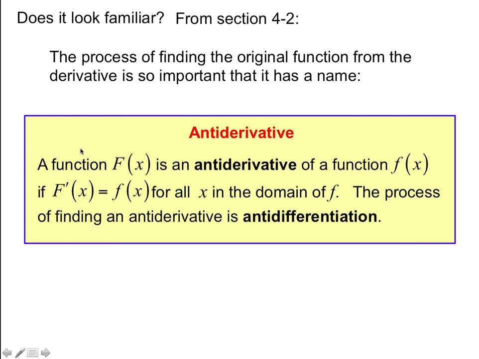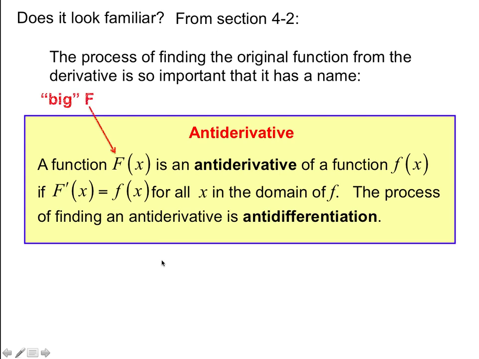And we talked about this back in section 4.2. And it's so important it has this name, antiderivative. And so we talked about big F being the antiderivative and little f being the derivative, and the relationship between these two functions. So the process of finding big F is called antidifferentiation. And so if we have big F and we take the derivative of big F, we end up with little f.